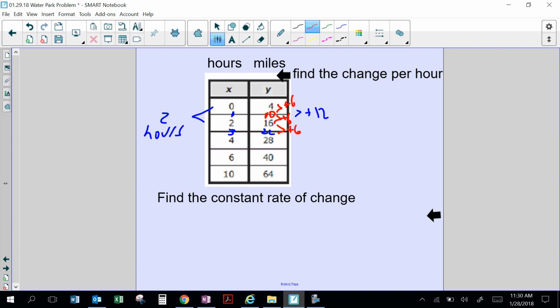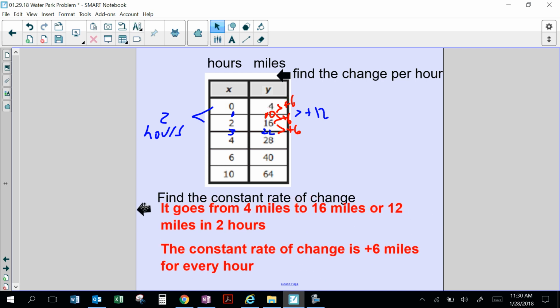So it's changed by 6. So the constant rate of change, it goes from 4 miles to 16 miles, or 12 miles in 2 hours. So that means every hour it goes up 6 miles. But we started at what number? 4 miles. So if we're starting at 4 and we drove 6 more miles, we're at 10. So the constant rate of change is 6 miles for every hour.